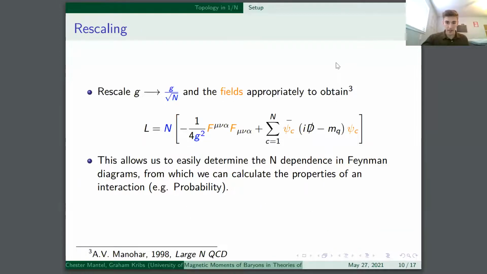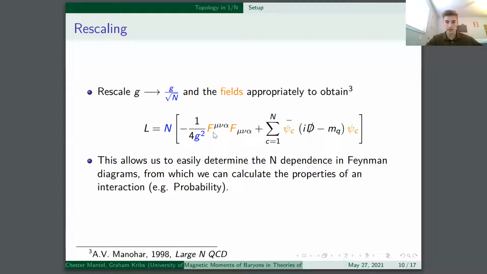One more thing that's necessary, just the setup to actually get to the result, is to rescale the coupling parameter that I talked about earlier, G, to G over the square root of n, and then the fields appropriately, so that you can then get a Lagrangian of this form. Now, the fields are just going to be the quarks indexed by C, and the gluon field strength tensors here. You just need to play around with them, add a factor of root n where you need to, so that you actually have this as a Lagrangian. It doesn't actually change the equations of motion.